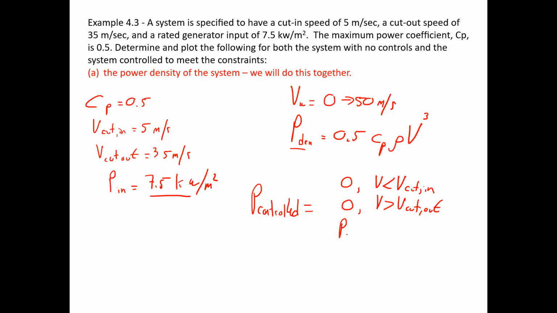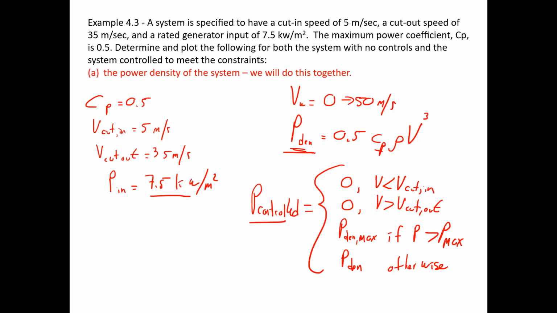The power extracted would be the maximum power density if the power of the air coming in is greater than the maximum power of the system. And then for the rest of the time, my power is going to equal the power density based on the power coefficient, for a constant power coefficient. So this is my control strategy, and this is my uncontrolled strategy.